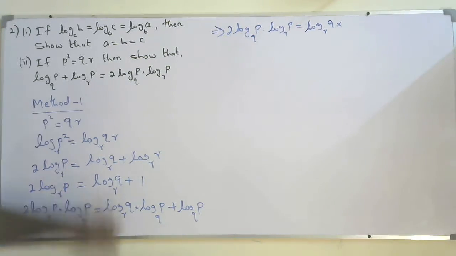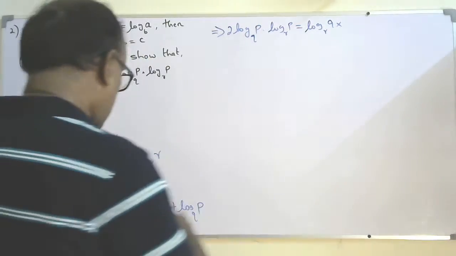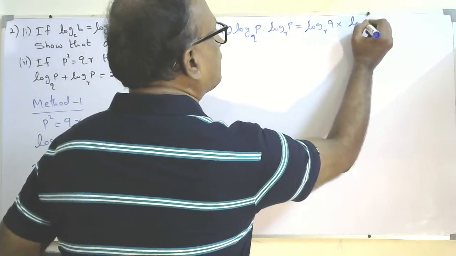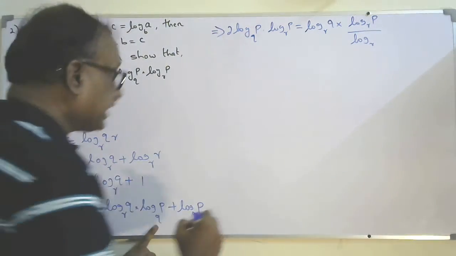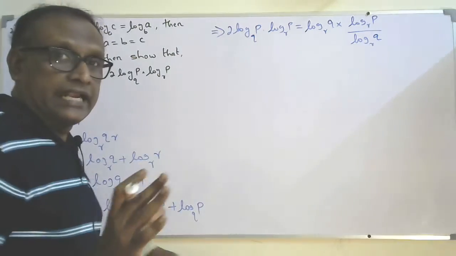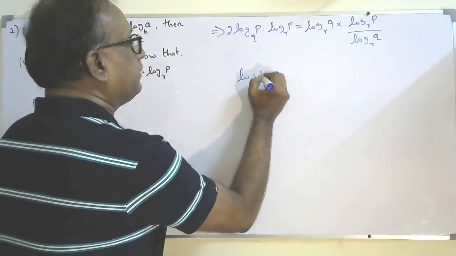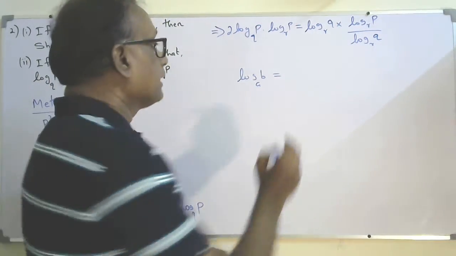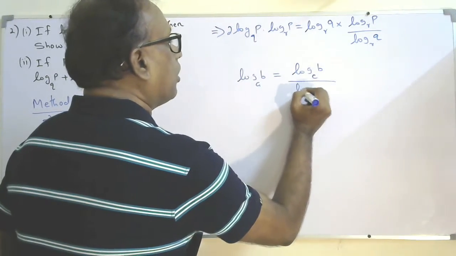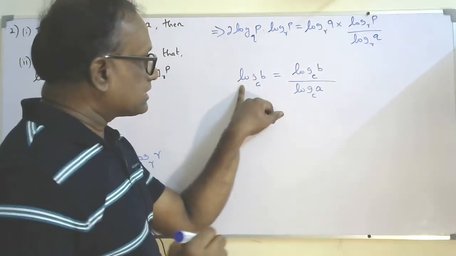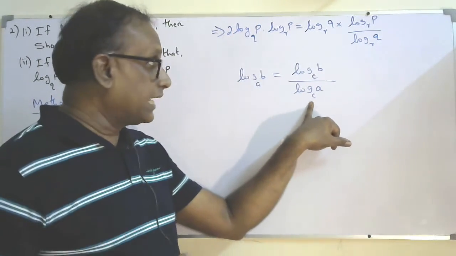Sorry, this log R of P I want. So I want to convert this to base R. So if I convert this to base R, I will get log R of P over log R of Q. That's the rule related to converting the base. Say for example, log A of B, if I convert to base C, this will be written as log C of B over log C of A. I'm converting this to base C, then log C of B over log C of A. See my first lesson. There I derived it.